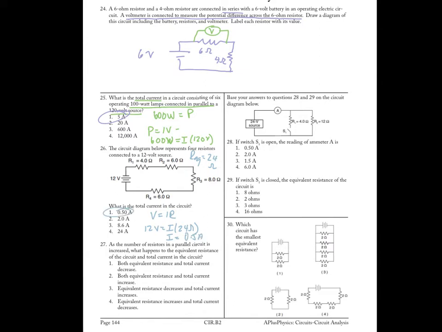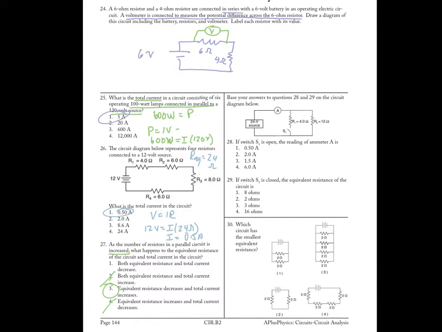Number 27. As the number of resistors in a parallel circuit is increased, so if we increase the number of branches, what happens to the equivalent resistance and the total current in the circuit? So if we add more branches, think of it as adding more lanes to a highway. You end up spreading out the traffic, reducing the resistance. So we're reducing resistance. And if you reduce resistance, you end up having higher flow, higher current flow. So we're looking for a decrease in resistance and increase in current. So it's choice 3.